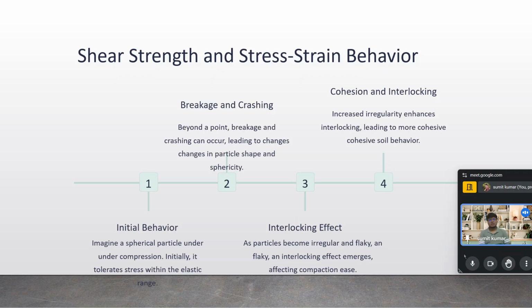So what we are talking about after that is cohesion and interlocking. As the increased irregularity enhances the interlocking, it leads to more cohesion and cohesive soil behavior. As we know from the very start of the class, from the first class, due to intermolecular force, the cohesion forces are there, and that is one of the most important aspects of accumulating the shear strength of the soil. So up to this, I think things will be clear.